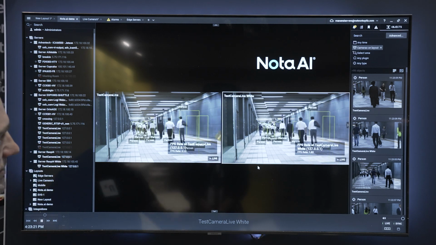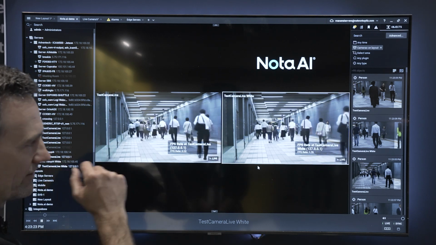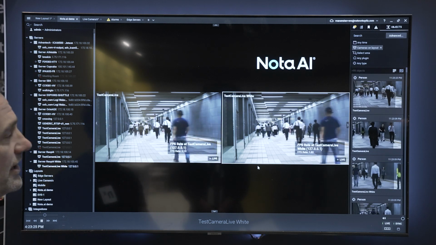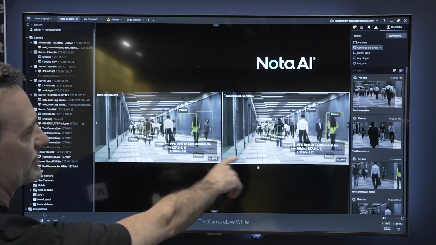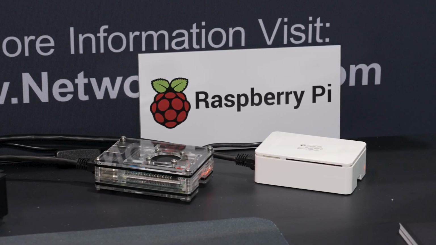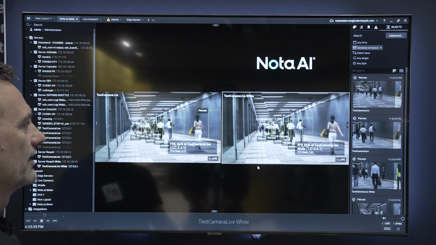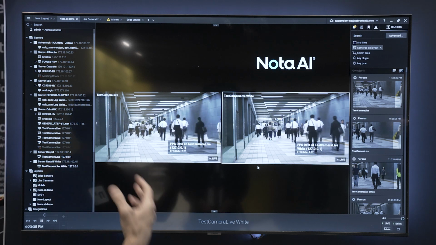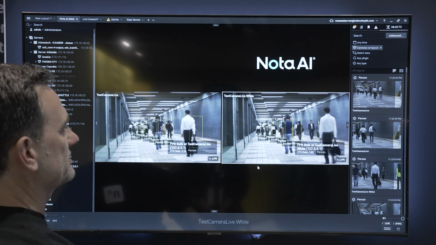As we can see here, we have two cameras running a person detection model. Both are running at about two frames a second. This is running on a Raspberry Pi without any acceleration. Nota AI allows us to compress models to get higher efficiency on edge devices.